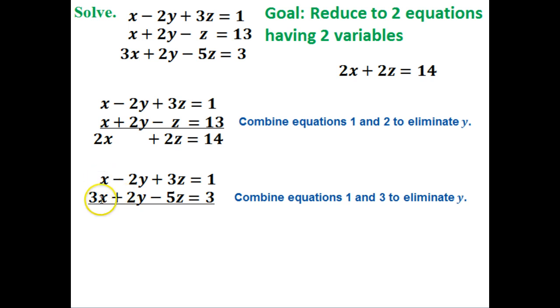Okay, so I've got x and 3x gives me 4x. 3z minus 5z would be -2z, and 1 plus 3 would be 4. Okay, so now my y's are gone as well. This is fantastic. I'm going to take this, I'm going to rewrite it up here. That way I have room to work. Okay, so this worked out really well for me so far. I've accomplished my first goal, which is to reduce it to two equations with two variables.